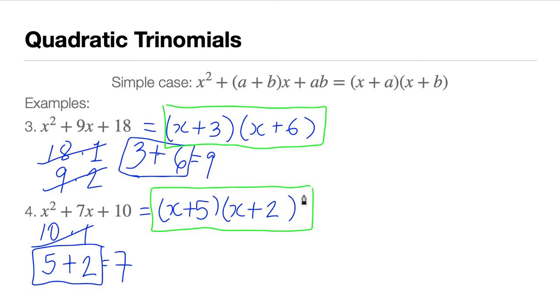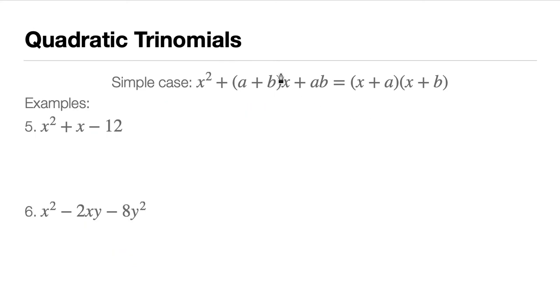Okay? So x plus 5 times the quantity of x plus 2 to give us this trinomial. Okay? Moving on for our last batch of examples here. Okay, let's put it already in this form. x, x. Okay, now let's look at this.